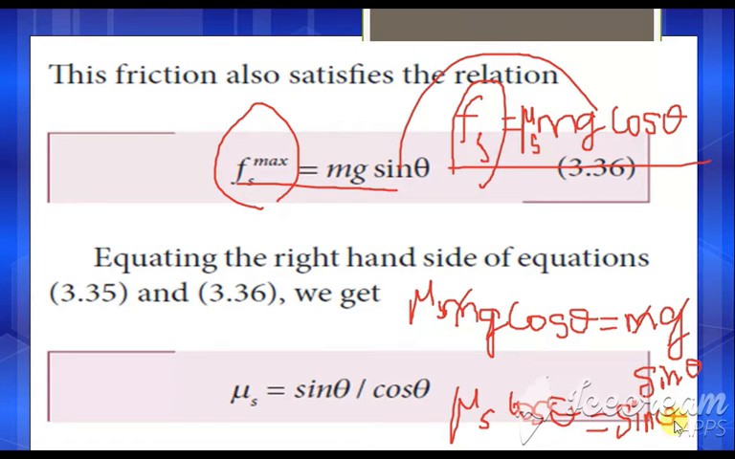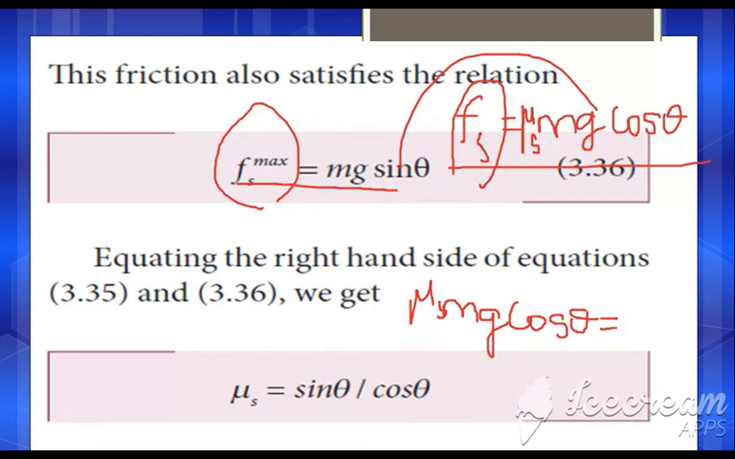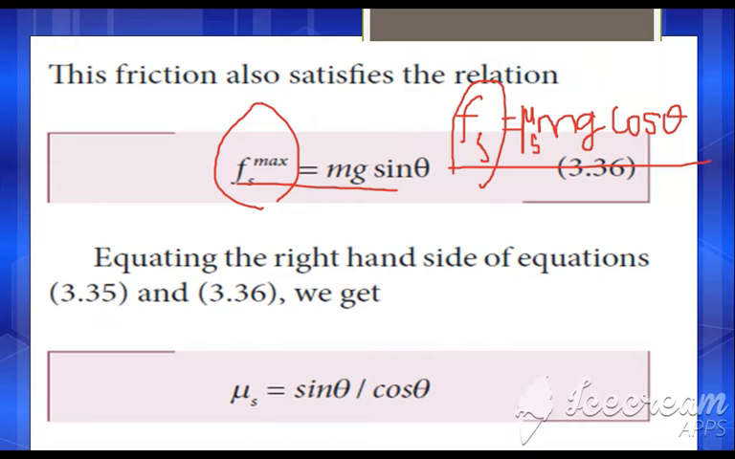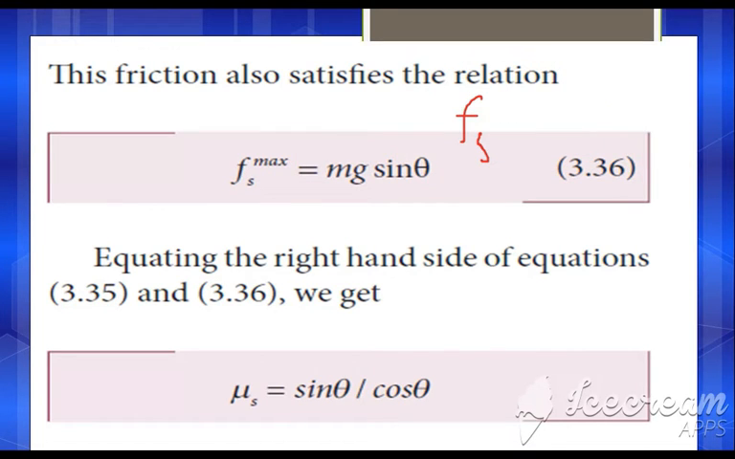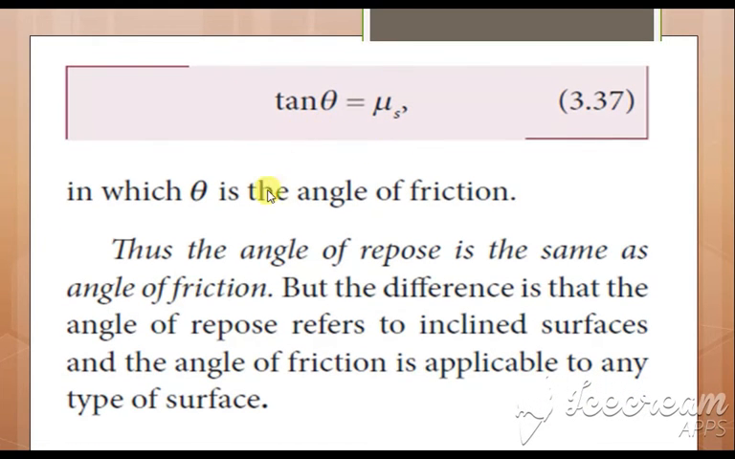Now bring cos theta down, so we get mu s is equal to sine divided by cos. What is sine divided by cos? That gives tan theta. So we get mu s is equal to tan theta. Yes, that is the equation of the angle of repose. Theta is the angle of friction, so the angle of repose is the same as the angle of friction. Already we have seen with the angle of friction that we get the same equation. So this is about angle of repose.